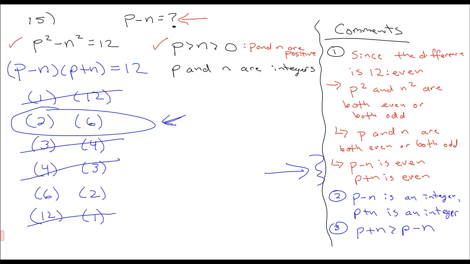And we want to know which of the following can be the value of p minus n. So p minus n is equal to 2. So we are looking at option 2. So we want 2 only, so we want B.